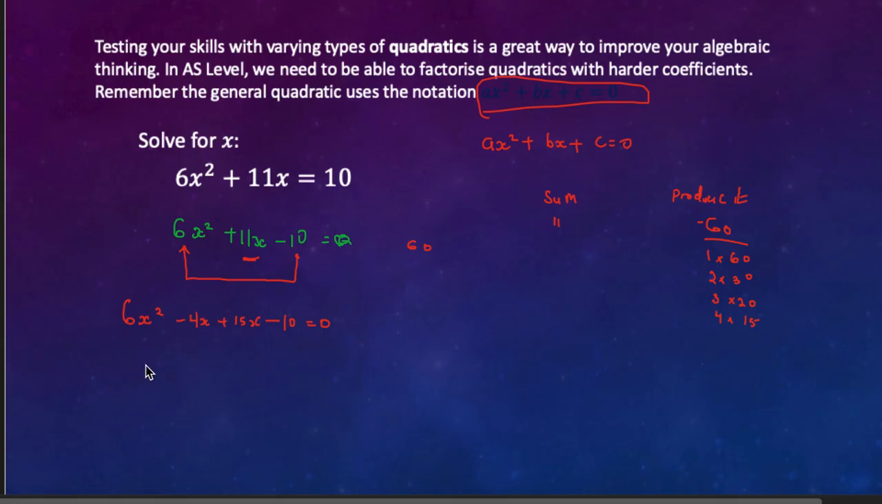Alright, so here you pair up this part, so we can write 6x squared minus 4x. This is one big block, and then plus 15x minus 10.